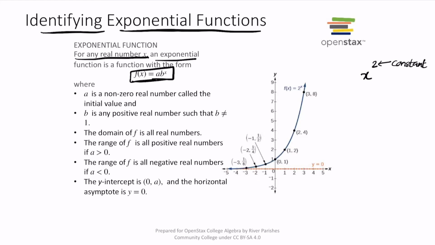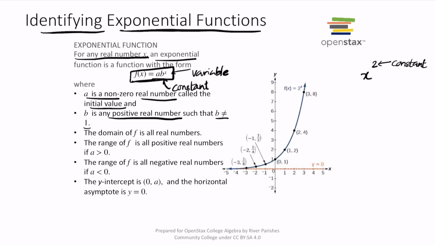But here the base is a constant and the power here is a variable. Here a is a non-zero real number called the initial value, and b is any positive number. We should always remember that b should not be equal to 1.